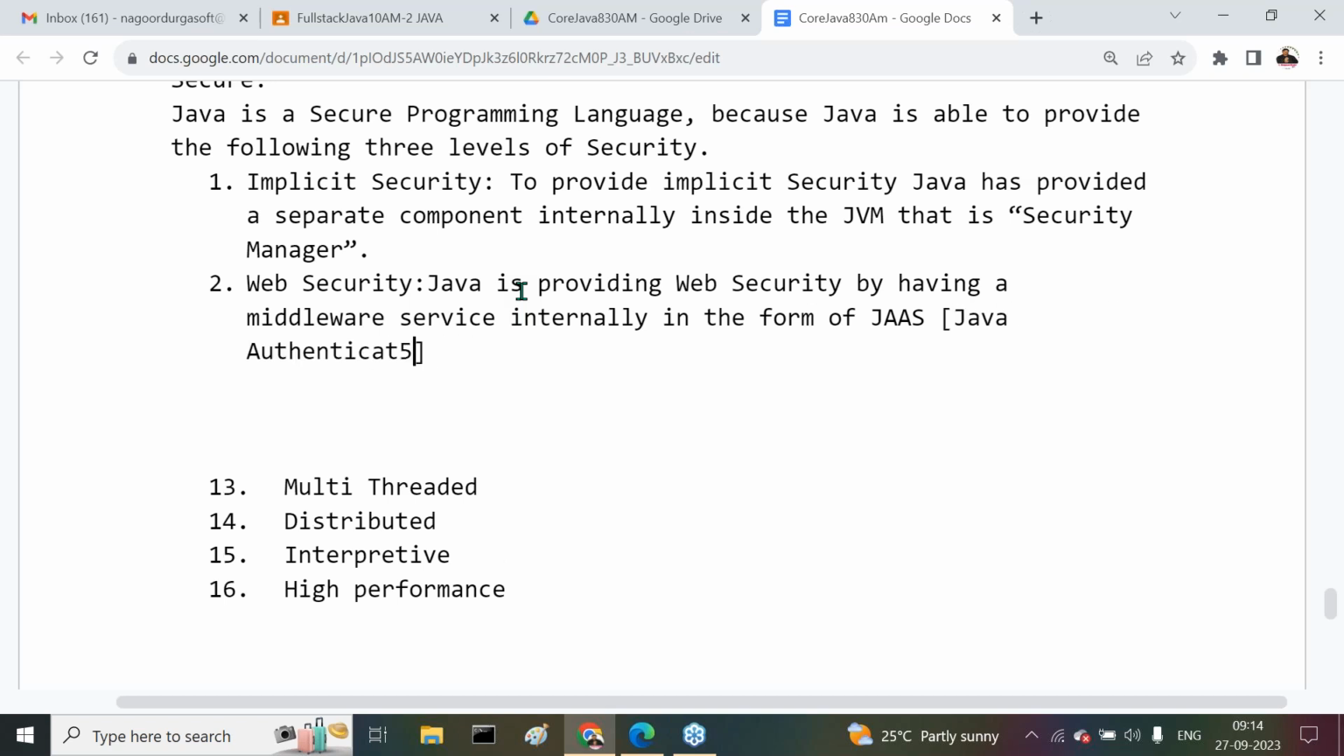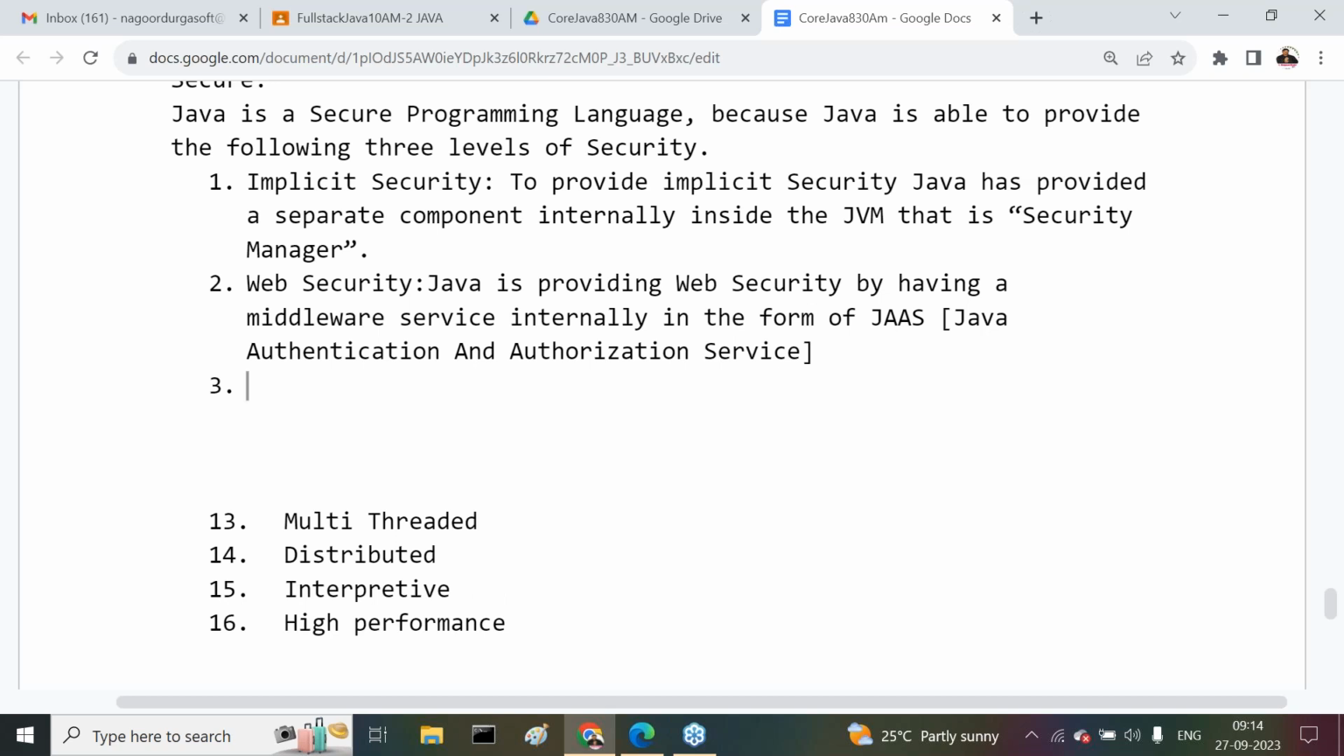Java Authentication and Authorization Service. Because of this Java Authentication and Authorization middleware service, web security will be very good in the case of Java. In web applications, when we use this security related content, we are able to get some clarity. So Java is providing web security by having a middleware service internally in the form of JAAS, Java Authentication and Authorization Service.